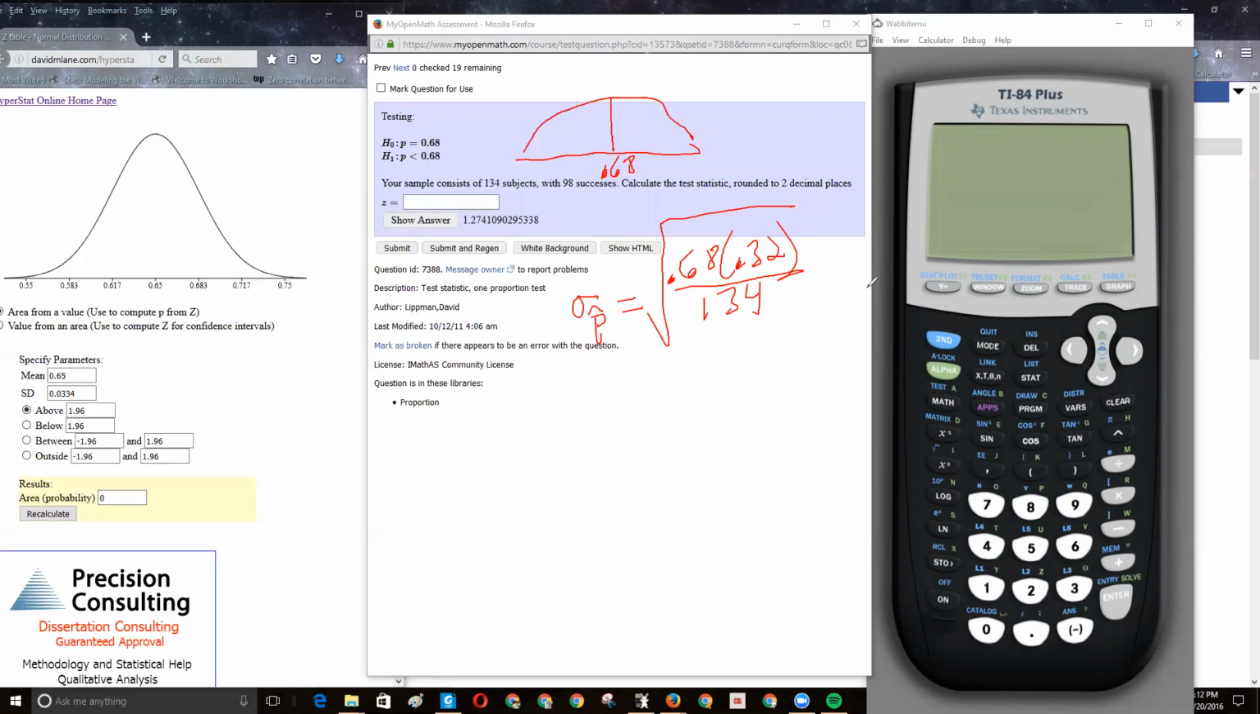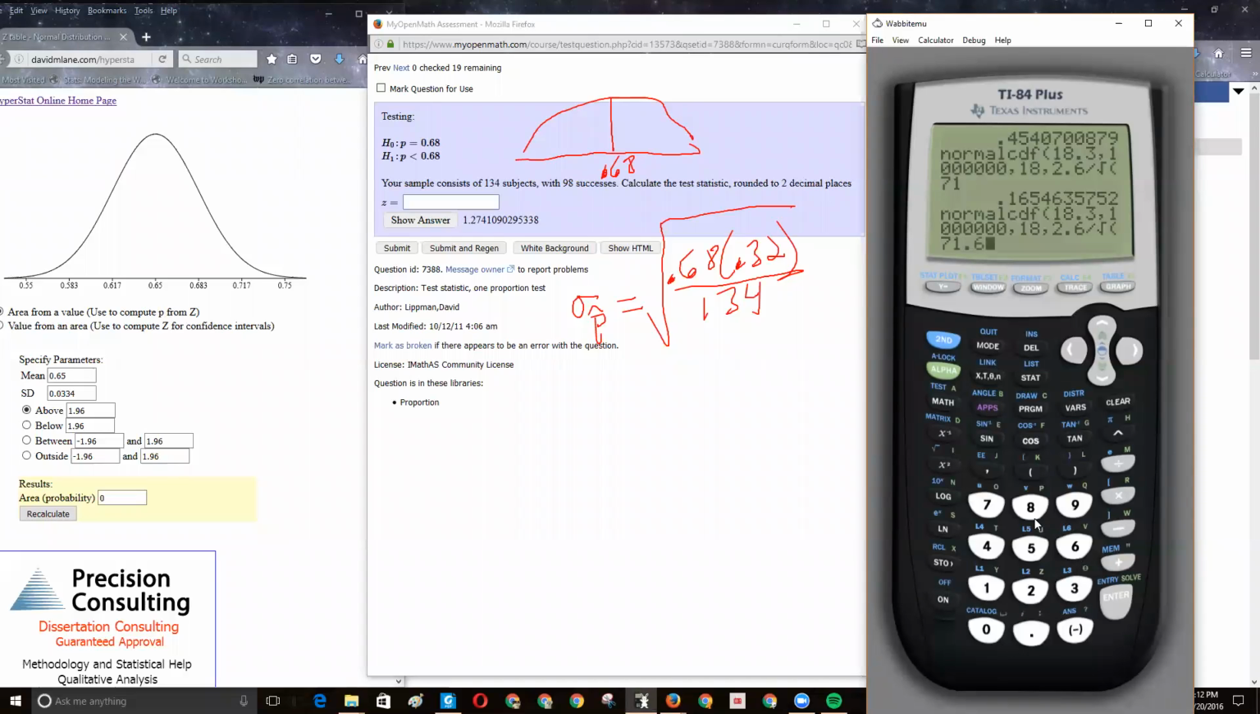And on my calculator, I'm going to do 0.68 times 0.32 divided by 134, and it just follows order of operations, thank goodness. Then I'm going to take the square root of that. So that's my standard deviation. I'm going to write that down so I don't lose it.